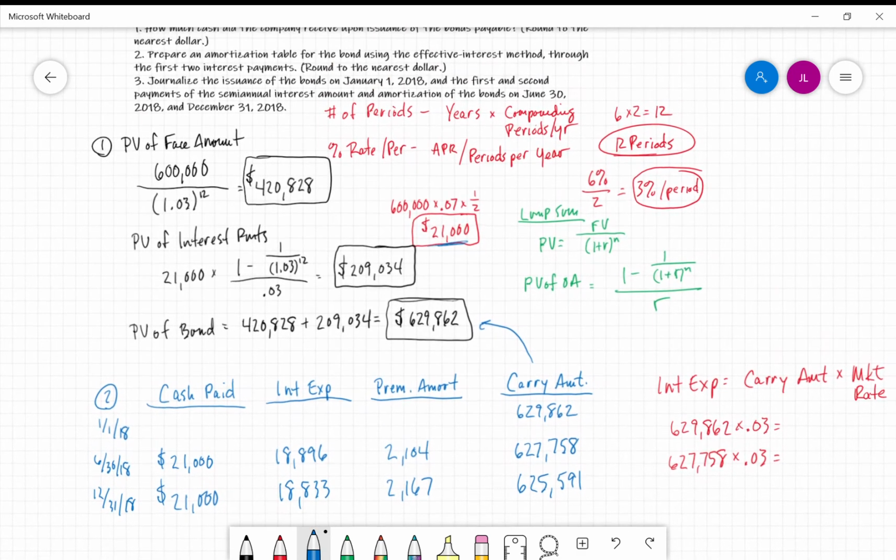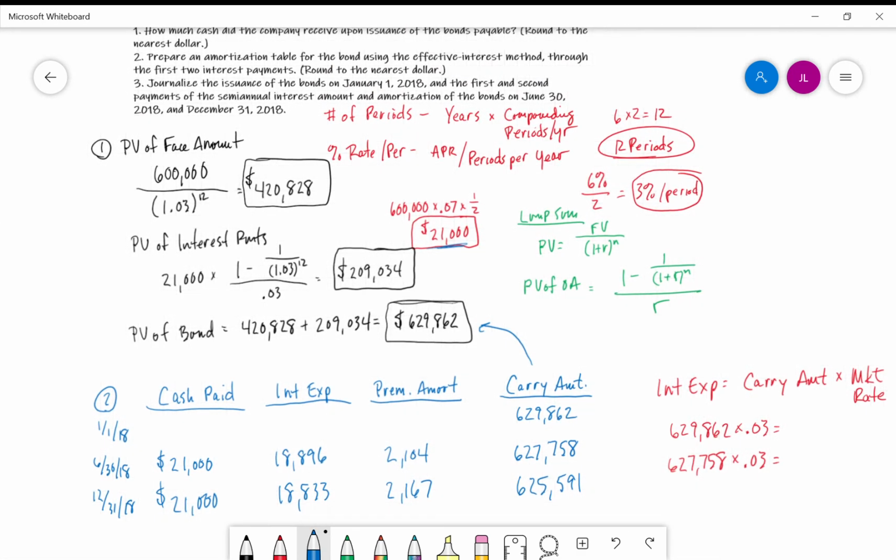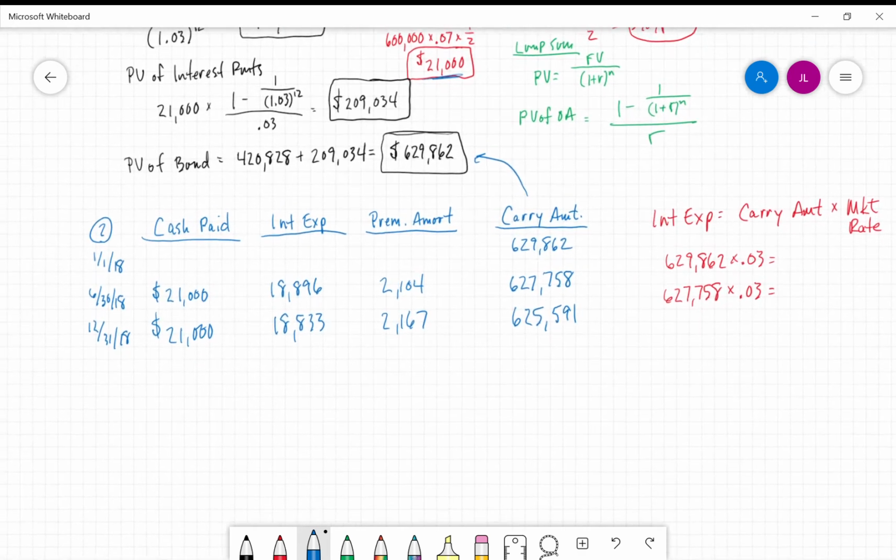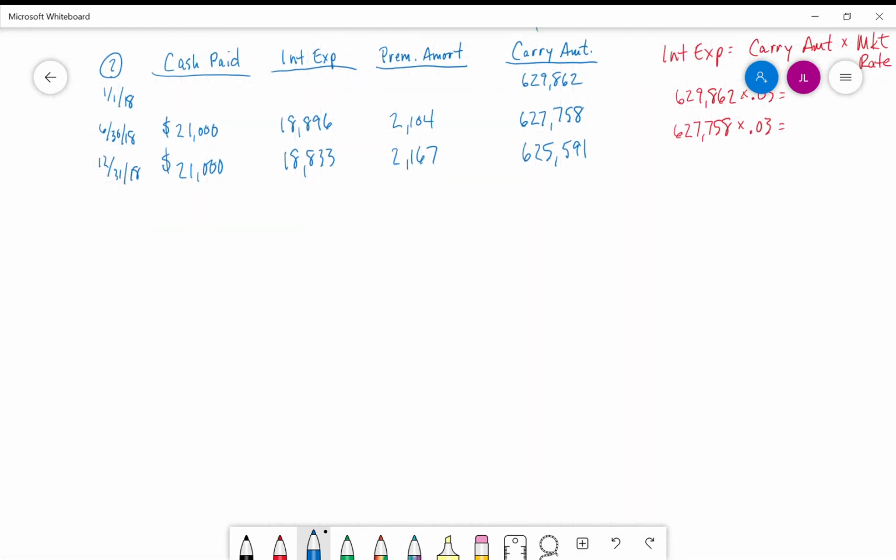Now, if we go back up, number 3 says to journalize the issuance of the bond on January 1st and the first and second payments of the interest amount and amortization of the bonds on June 30th and December 31st. So let's go down and do this.